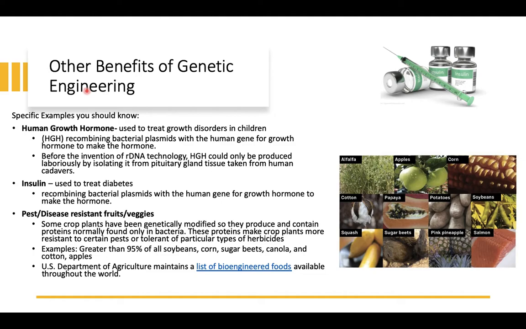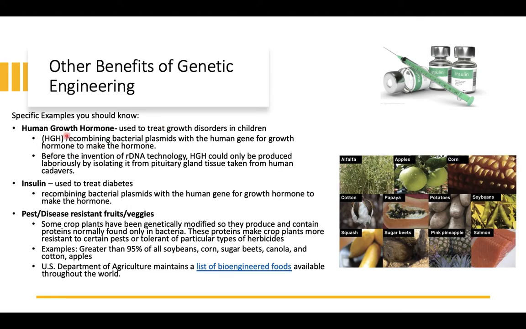All right, moving on. In your notes, you're asked to list 3 specific examples that show the benefits of genetic engineering. The 3 examples that you are to know are human growth hormone, insulin, and pest and disease resistant fruits and veggies. All of these products are made through genetic engineering.